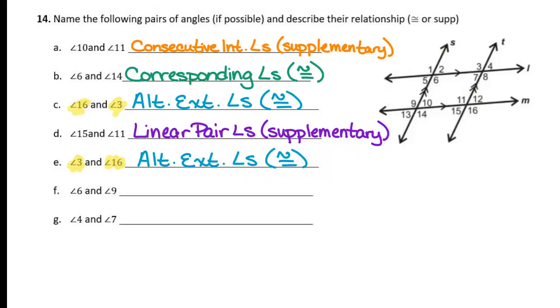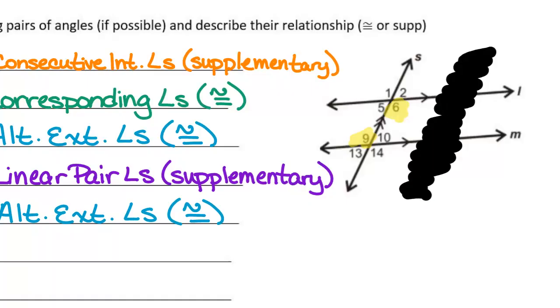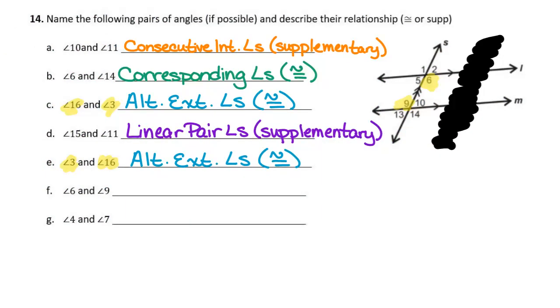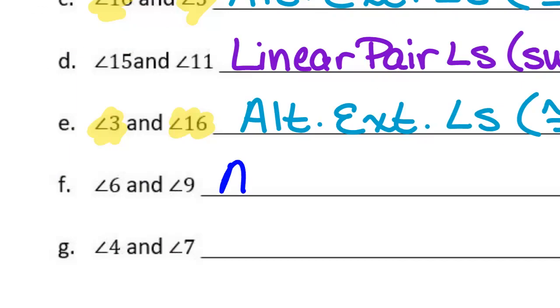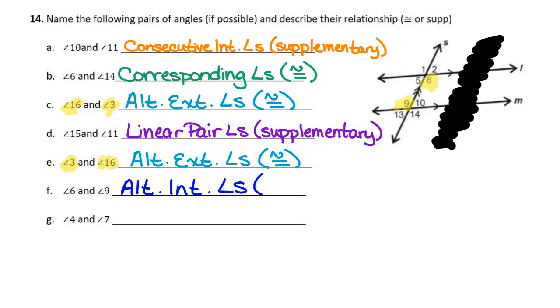Then we have 6 and 9. Here's 6. Here's 9. What line do they both touch? They both touch S, so I don't need to look at T at all. I can block that one out. I can cover it up with my Post-it. Are these interior or exterior angles? Interior. Same sides or opposite sides of S? Opposite. So these are alternate interior angles. Are alternate interior angles congruent or supplementary? Congruent.